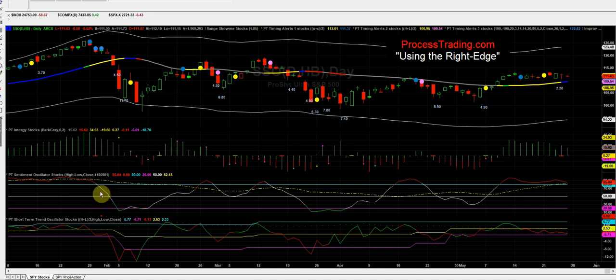So here we see price following momentum. Momentum is cutting down sharply in the oscillator from the upper bound down through the midpoint and through the lower bound. And it's also cutting down through the sentiment oscillator. So that is a very strong indication within the system.